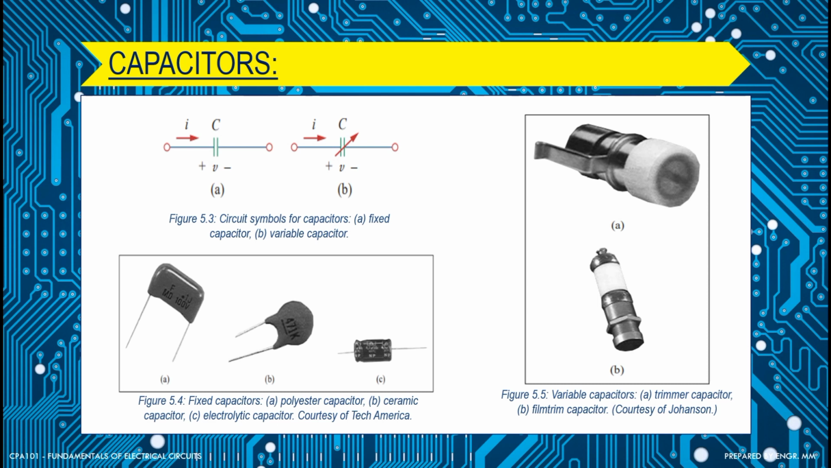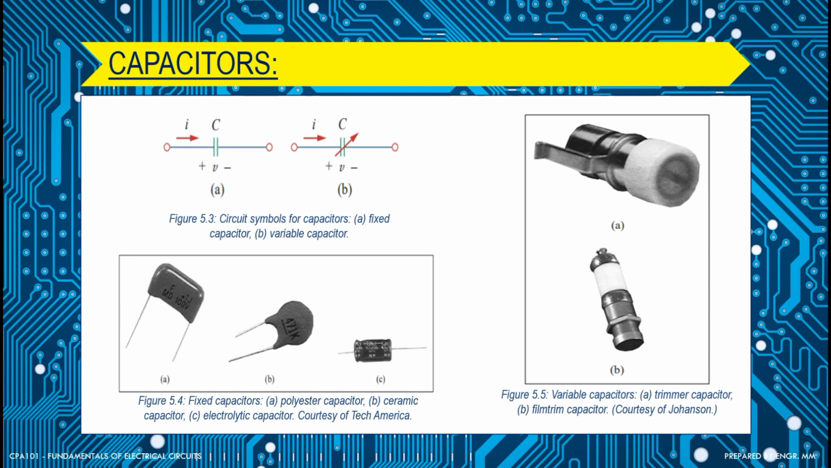And for this third figure, we have the actual pictures of the capacitors. We have here circuit symbols for capacitors. This one is for the fixed capacitor, so whatever the value of that capacitor, it will not be changed. Then this one is for the variable capacitor. We also have some images of fixed capacitors: polyester, ceramic, and electrolytic. The electrolytic is the most common type of capacitor, which has polarity, positive and negative.